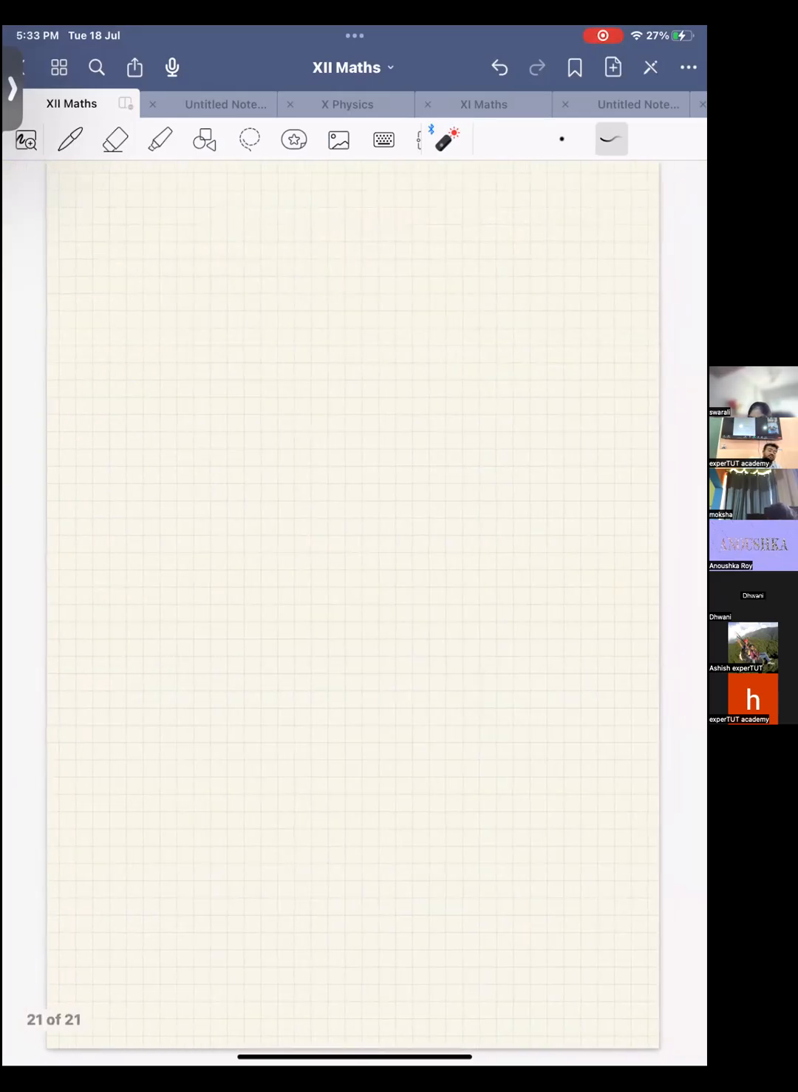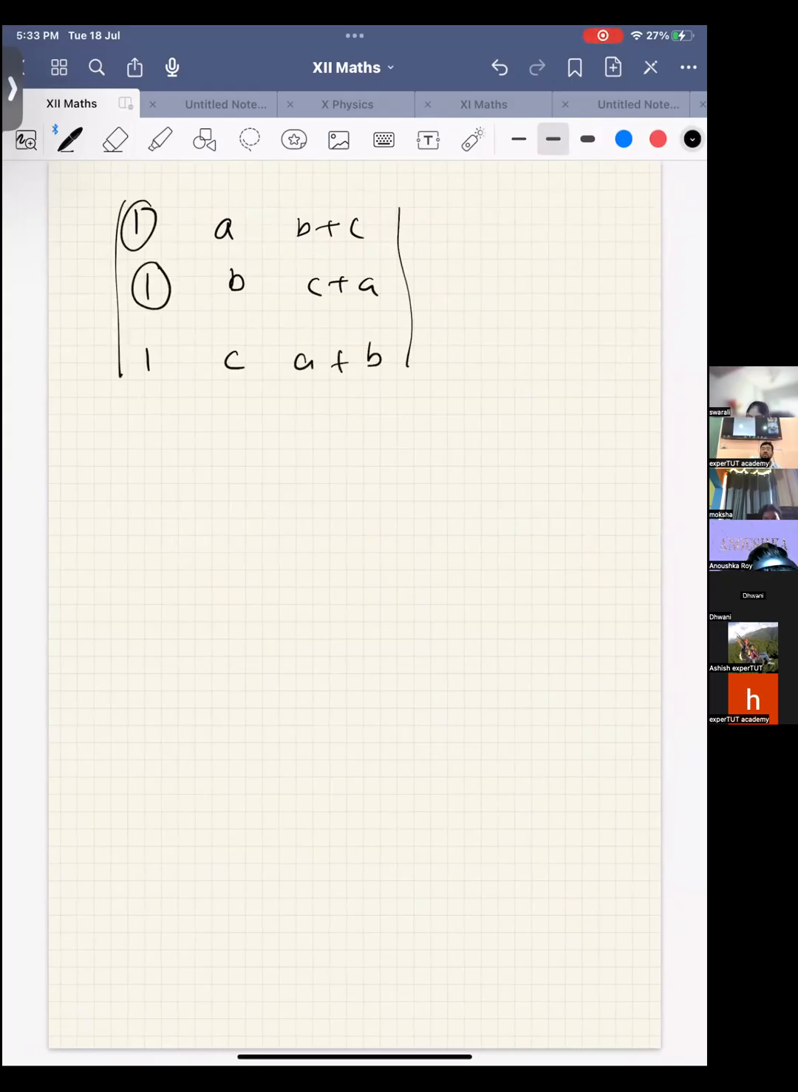इसमें there was one more thing which we could have done. It was 1 A B plus C, 1 B C plus A, 1 C A plus B. So see, this is 1, and if you do 1 minus 1, what do you get? 0. So this is one more method. R1 is R1 minus R2. Okay, R1 is R1 minus R2. So if you do that, R1 change किया ना, तो इसमें पहला आएगा 1 minus 1. ठीक, दूसरा आएगा A minus B.